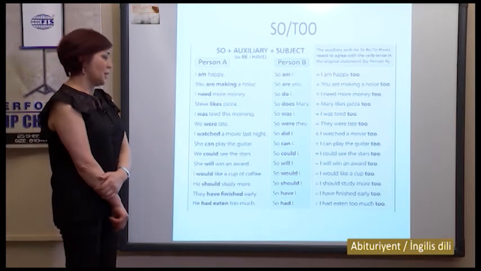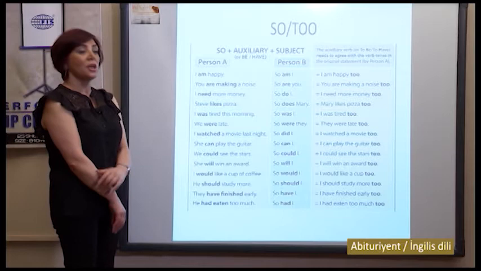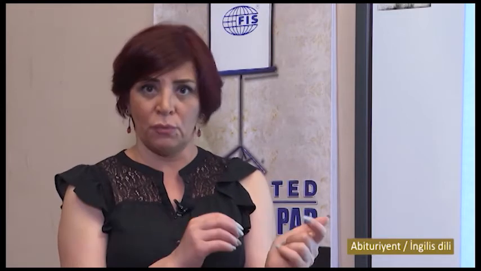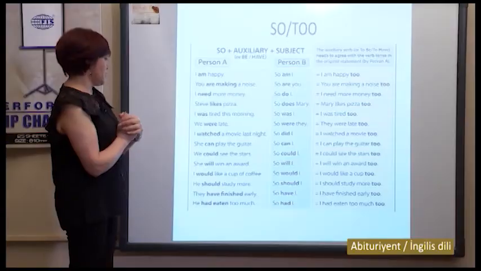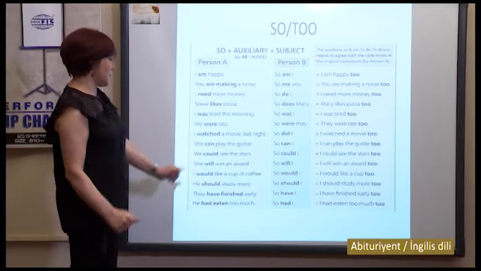She can play the guitar, and you also play the guitar, and you say, so can I. Here we don't need any do. We don't need to be. We don't need was, were. We don't need will, shall. And you say, so can I, or I can play the guitar too, or I can also play the guitar, but not "I also can." I can also play the guitar. And the past form could, the structure is the same.